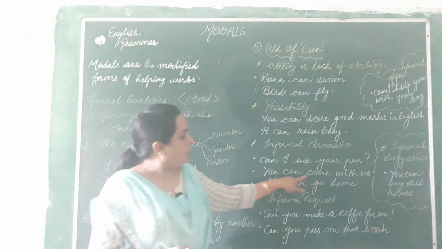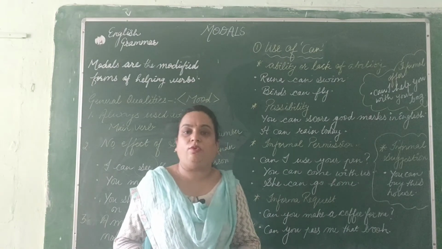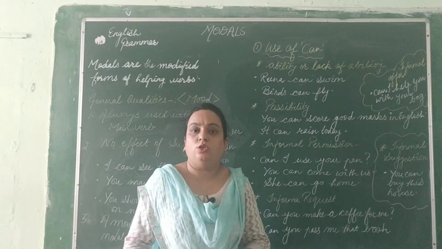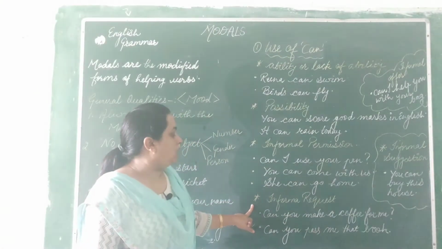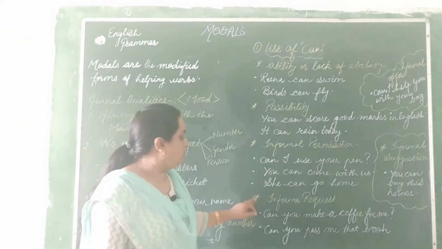So you can come with us. This is also informal permission. Next is she can go home. This is also informal permission. Next one is informal request. So we can use can for informal request also.